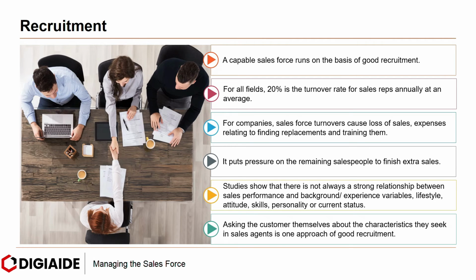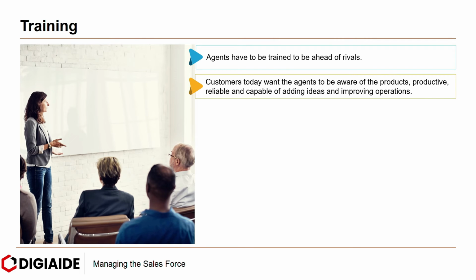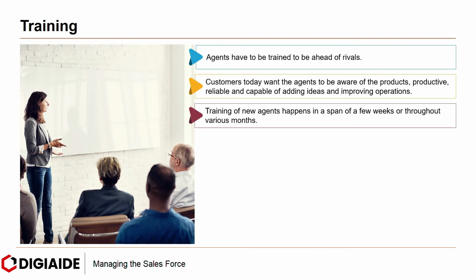Asking the customer themselves about the characteristics they seek in a sales agent is one approach of good recruitment. Moving on to training. Agents have to be trained to be ahead of rivals. Customers today want the agents to be aware of the products, productive, reliable, and capable of adding ideas and improving operations. Training of new agents happens in a span of few weeks or throughout various months.